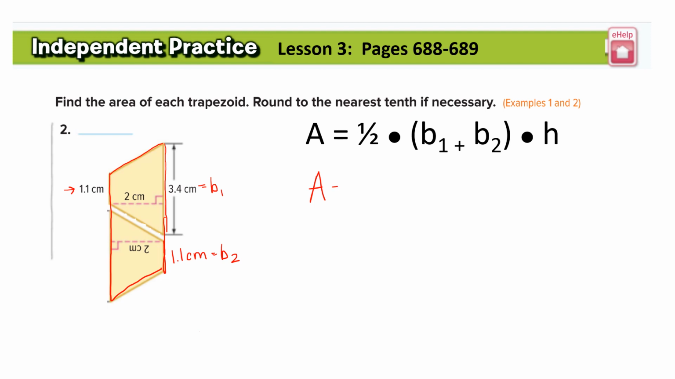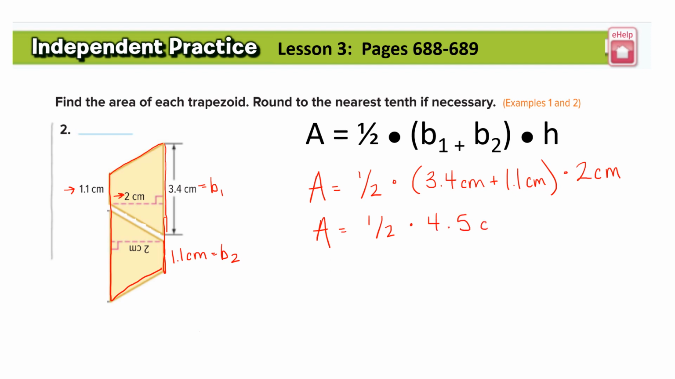So we're looking for the area, so that stays A, 1/2 times base 1 is 3.4 centimeters plus base 2, 1.1 centimeters times the height, and the height is 2 centimeters. So area equals 1/2 times 4.5 centimeters times 2 centimeters. Now I'm not going to multiply it by a half just yet. 4.5 times 2 is 9, and centimeters times centimeters is centimeters squared.